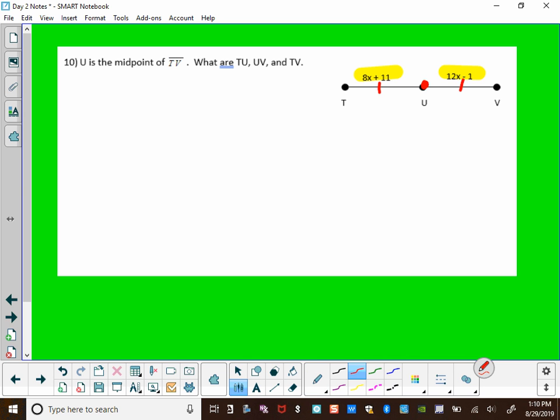1, because they are congruent segments. So you can do the work on your own or you can use Desmos. But 8x plus 11 is equal to 12x minus 1. If you guys don't have Desmos on your phone, you can go ahead and download it because you can't check out calculators and it'll be really helpful for you guys to have.